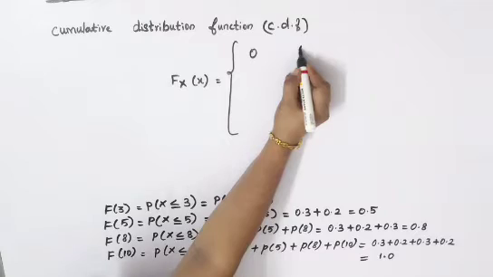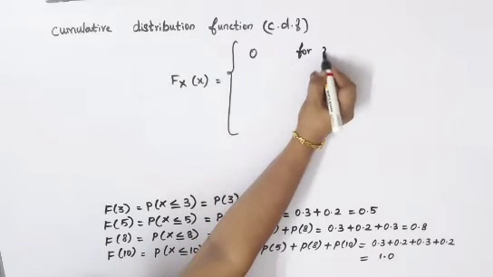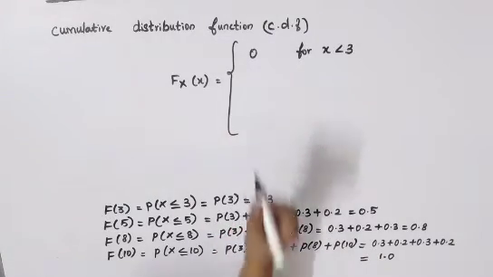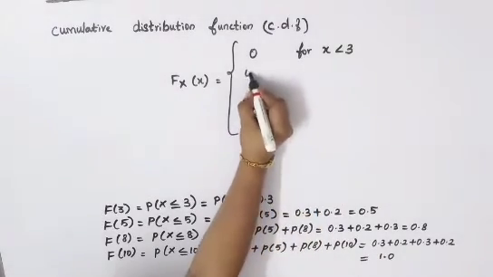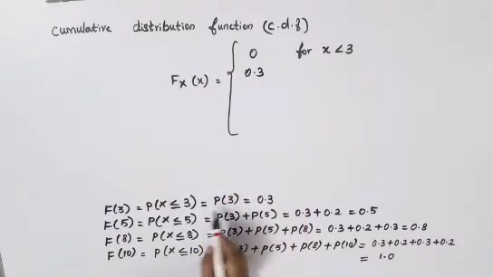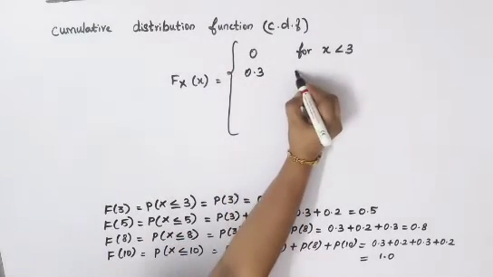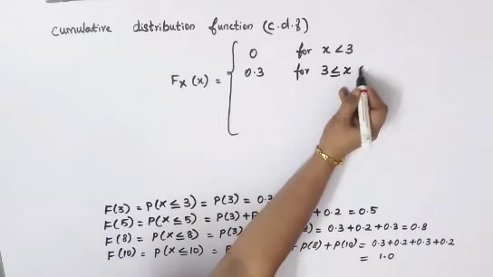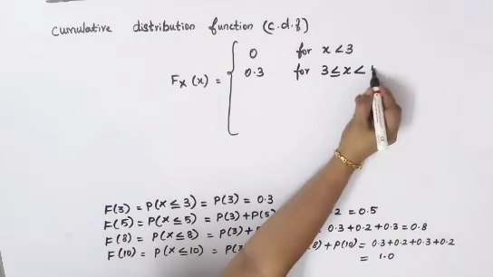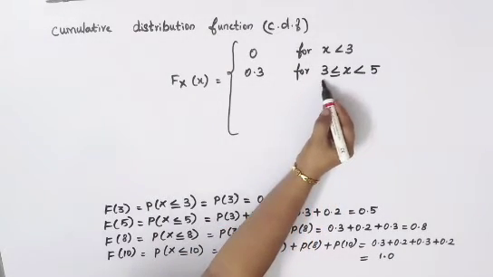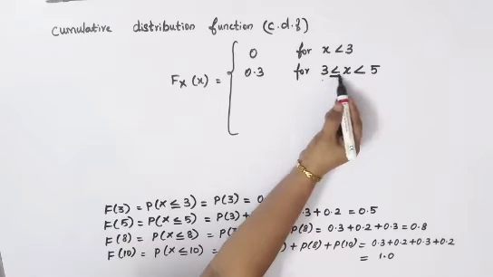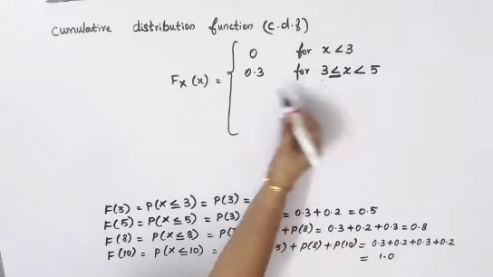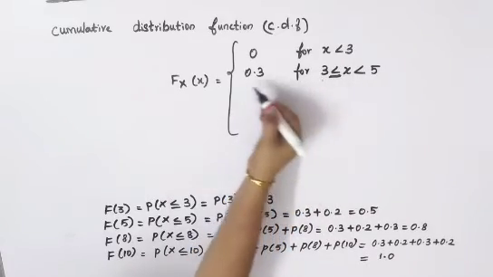So it is 0 for x less than 3. So our starting value is 3. The next one, write this answer: it is 0.3 for 3 less than or equal to x less than your next value, 5. It means that the value of 3 is included and 5 is not included, because of that only less than or equal to. So the value for 3 to 5 is 0.3.